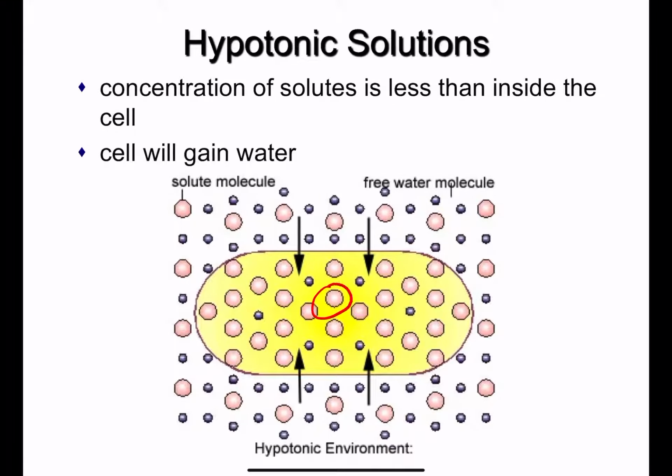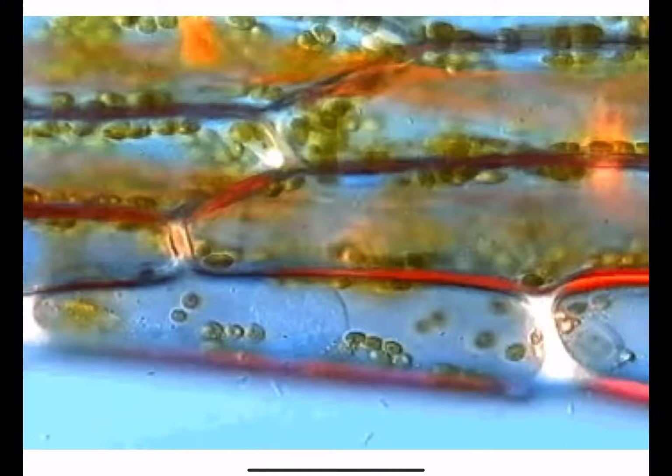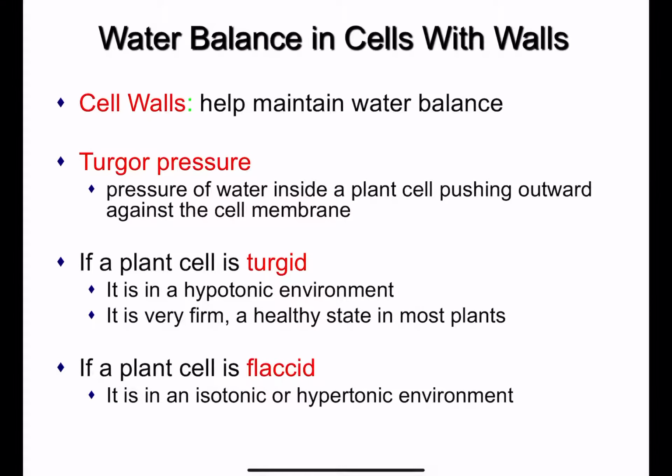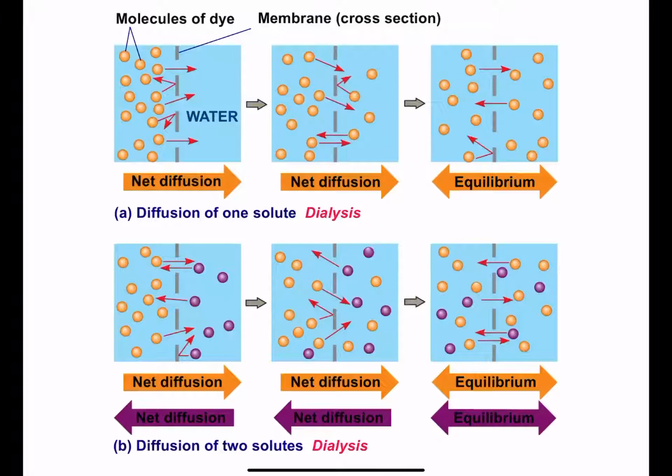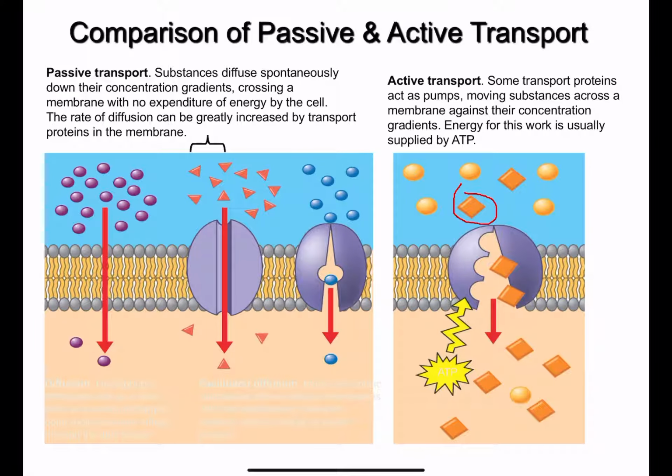Hypotonic, there's more solutes on the inside. Remember that this is showing you all of your solutes, so all of your water is essentially going to want to rush in. So in terms of that, I think that is pretty straightforward, but this just kind of reminds you guys that cell walls help maintain that water balance, and it gives it that turgor pressure.